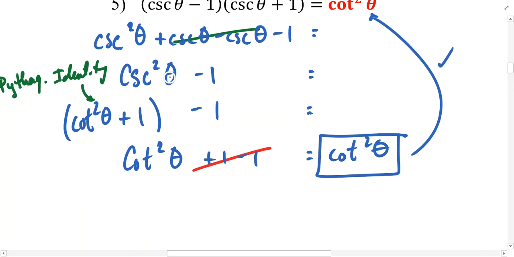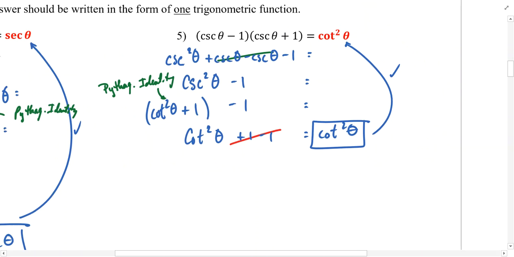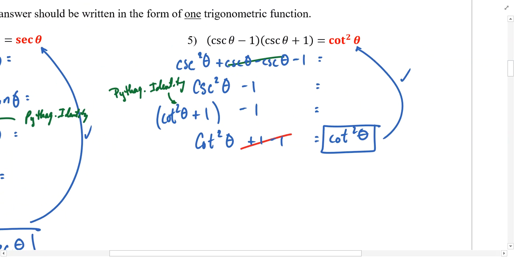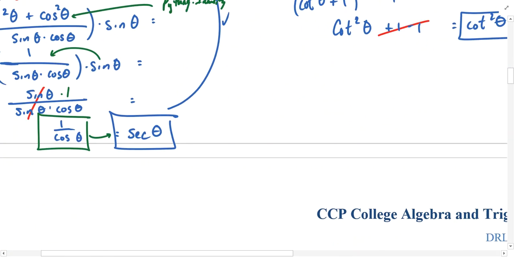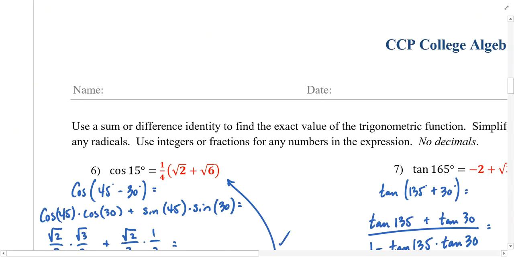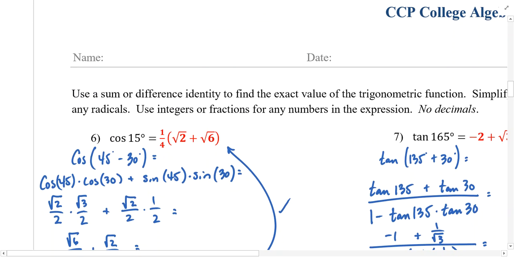And cosecant squared, according to our Pythagorean identities, is the same as cotangent squared plus 1. So cosecant squared can be replaced with cotangent squared plus 1. And cotangent squared plus 1 minus 1, of course, those two will cancel, and we're left with cotangent squared. Now, it would be nice to have just a single trigonometric expression, but that's just not possible in this particular case. It is cotangent squared, and there is a single trig expression. It just happens to be squared.